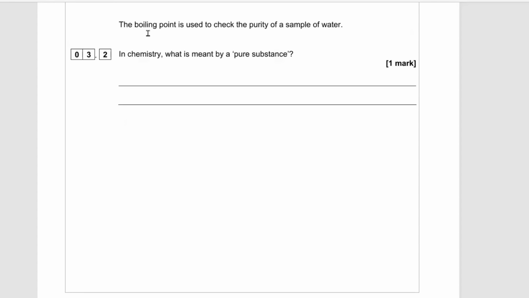All right, guys. The boiling point is used to check the purity of a sample of water. 3.2. In chemistry, what is meant by a pure substance? Well, a pure substance is a chemical that's only made of one compound, molecule, or element. So it's only made of one thing. E.g., pure water would only contain the compound H2O and it wouldn't contain anything else. Pure carbon dioxide would only contain CO2 molecules and it wouldn't contain anything else.